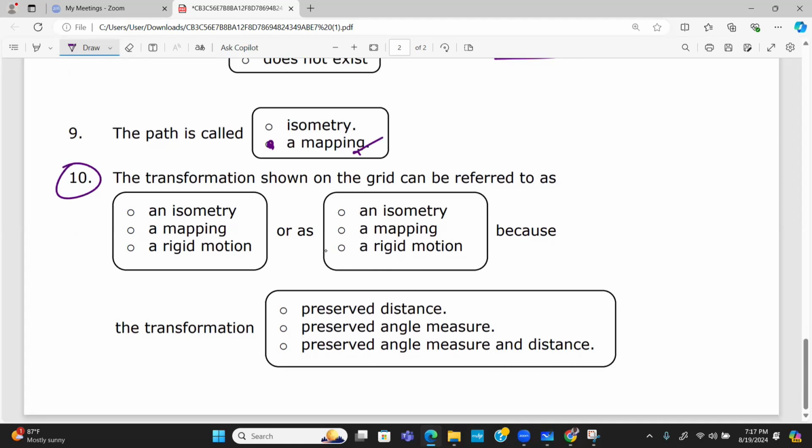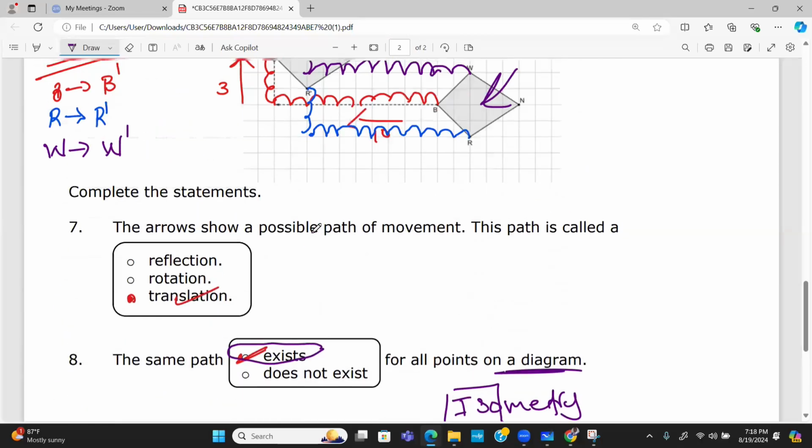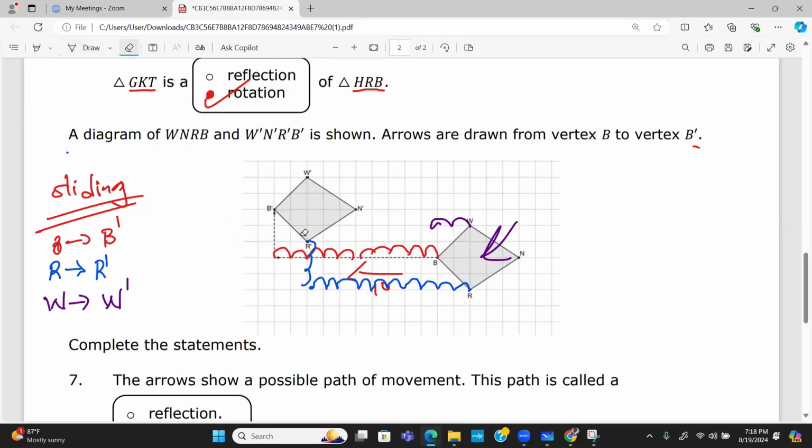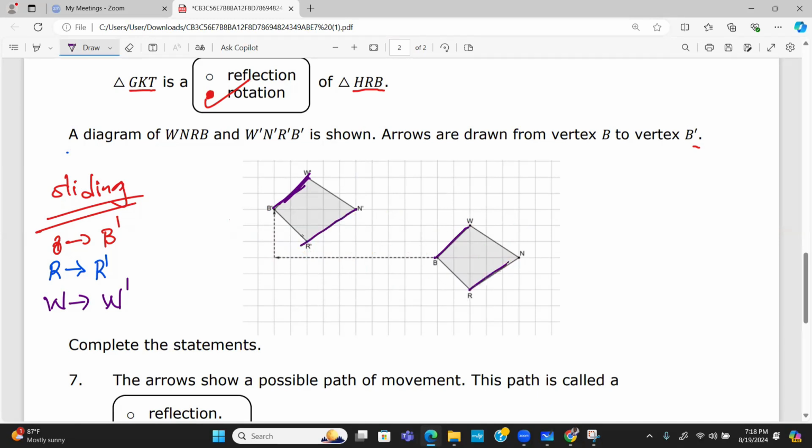So let us take a look at number 10. Number 10 says, the transformation shown on the grid can be referred to as, we could call it an isometry. Now, remember isometry. This prefix iso means same. The reason why we call this isometry is because both the image and its pre-image are the same. It's the same size: B to B prime, W prime to BW is the same. R prime to N prime, to RN is the same.